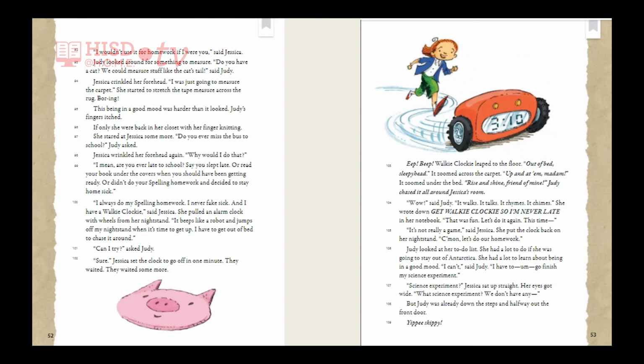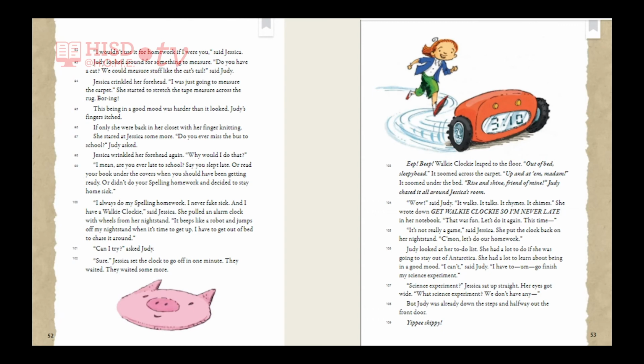Set the clock to go off in 1 minute. They waited. They waited some more. Beep, beep. Walkie-Clocky leaped to the floor. Out of bed, sleepyhead. It zoomed across the carpet. Up and at 'em, madam. It zoomed underneath the bed. Rise and shine, friend of mine. Judy chased it all around Jessica's room.